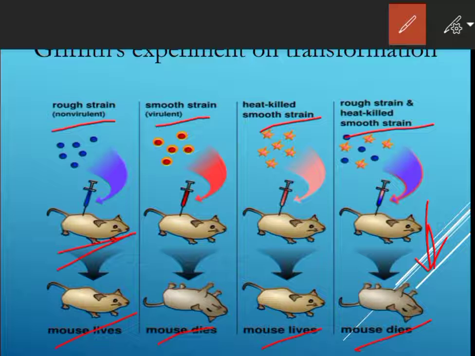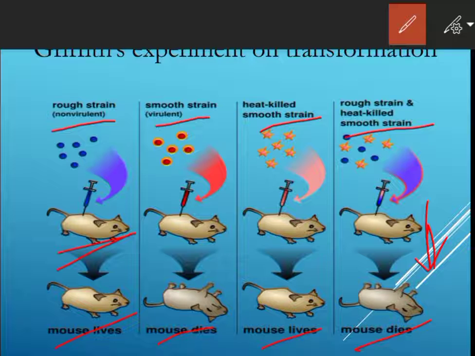Oswald Avery, Colin MacLeod and Maclyn McCarty, in the years 1933 to 1944, worked to determine the biochemical nature of the transforming principle in Griffith's experiment in an in vitro system, that is, not in the living system. In the laboratories they performed experiments to know the transforming principle. Prior to this experiment, the genetic material was thought to be protein.